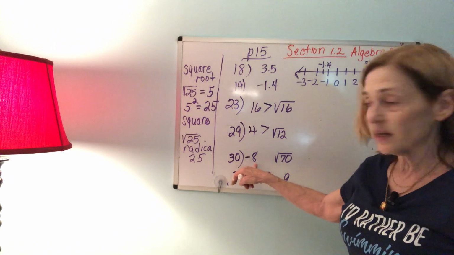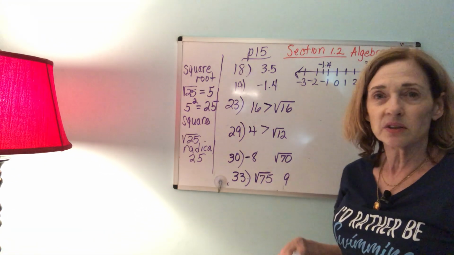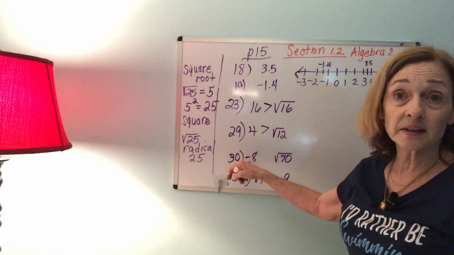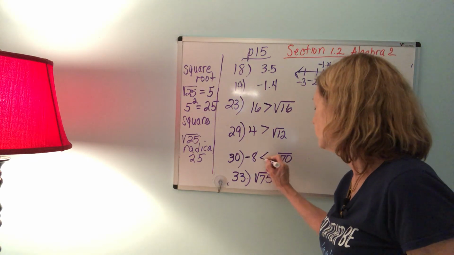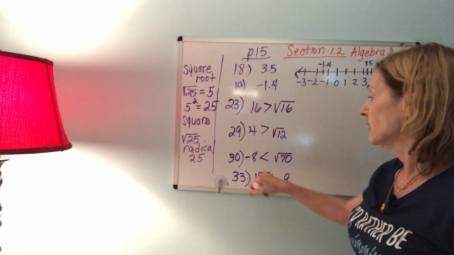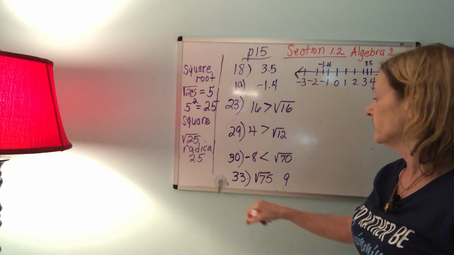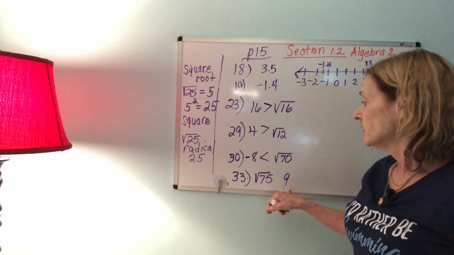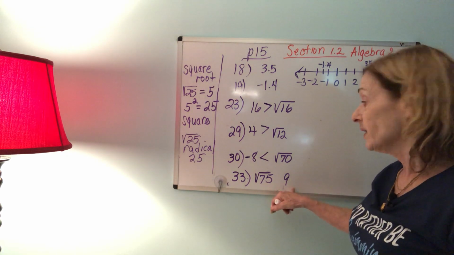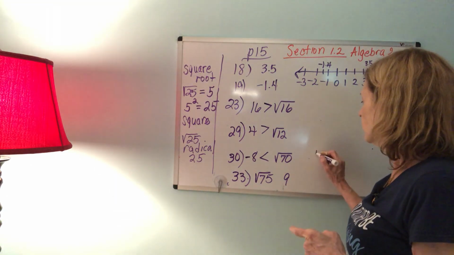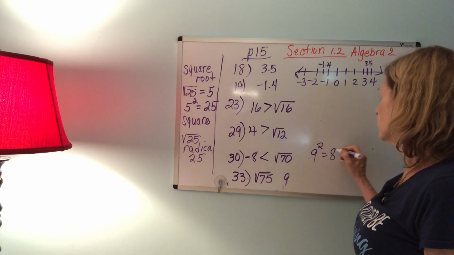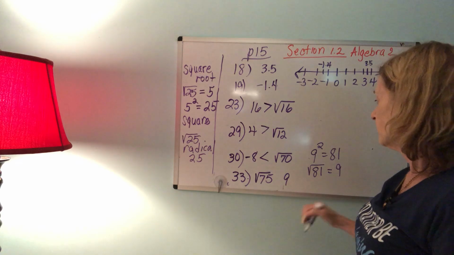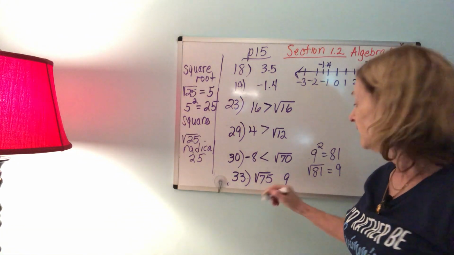Next we have -8 and the square root of 70. Do we have to even think about the square root of 70? All we have to say is this is positive, this is negative. Negative is less than positives, okay? -8 is less than the square root of 70. Square root of 75, how does that compare to 9? Well, what is 9 squared? 9 squared is 81, so that means the square root of 81 is 9. So the square root of 75 must be less than 9.